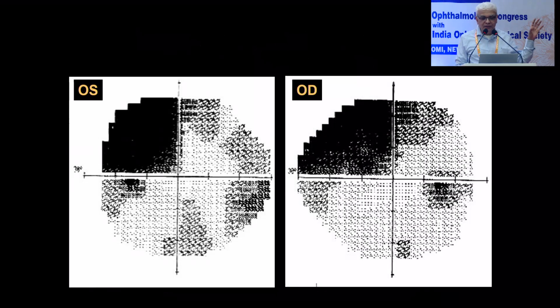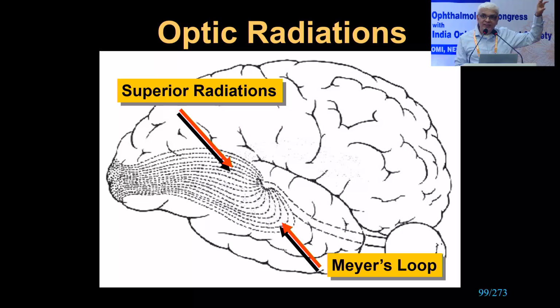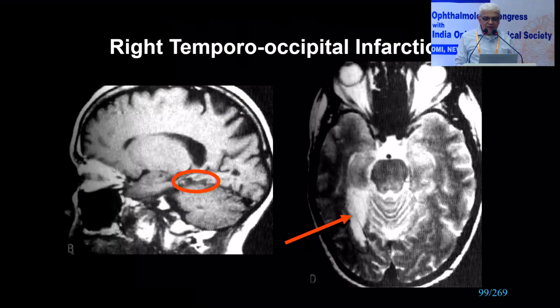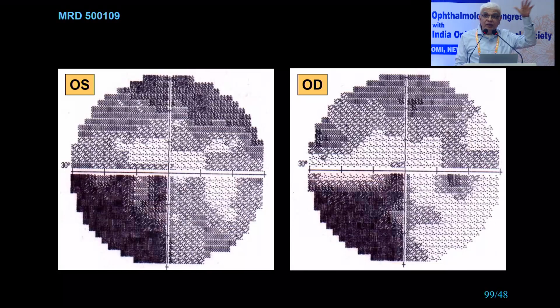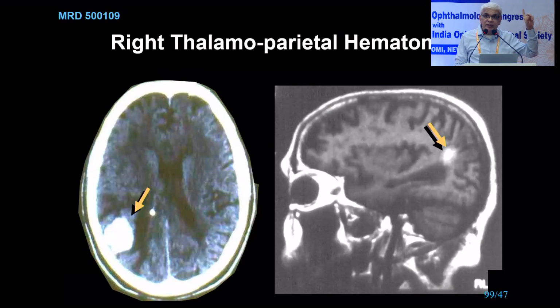This one is familiar to you. This is a left superior quadrantopia. Okay, and superior quadrantopias means involvement of the Meyer's loop, the inferior fibers in the temporal lobe. On the opposite side, a temporo-occipital infarct causes this. On the other way, you can get this. This looks like a very busy, noisy looking field, but focus on the pattern, which is basically here. Okay, this is an inferior quadrantanopia which is caused by a parietal lobe radiation involvement. Okay, this is a thalamoparietal hematoma of those days.